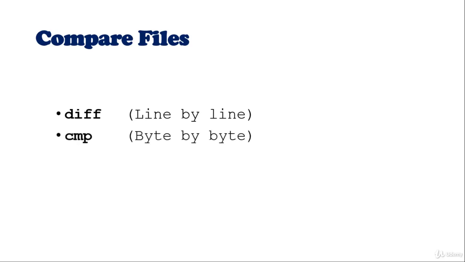We're going to compare two files. How that is done? There are two very basic commands that are used in Linux. The first one is diff, which is going to compare two files line by line, and the second one is cmp, compare, and it does byte by byte. We're going to look at these two commands by logging into our system.